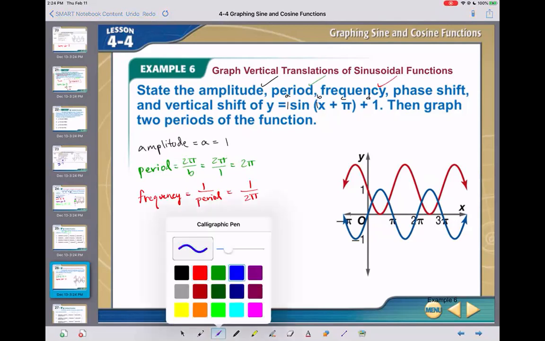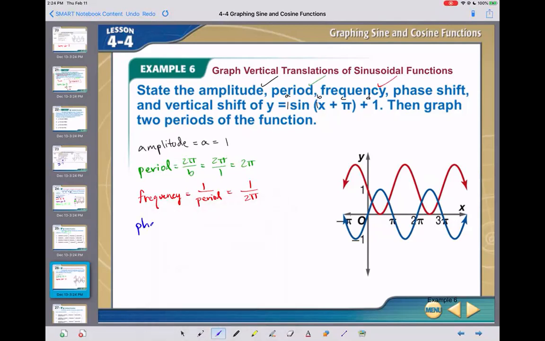The phase shift follows the formula negative C divided by your B. So in this particular problem, it's negative pi divided by 1, which is simply negative pi. So this has been shifted left pi units. Sine normally starts at 0, 0. This is a sine graph. The red graph has been shifted left 1 pi. So wherever 1 pi is, this part of the graph should be going through at negative pi. That's what that tells you.